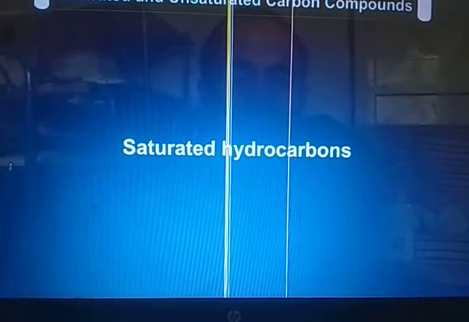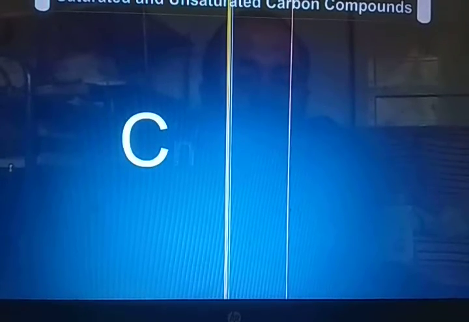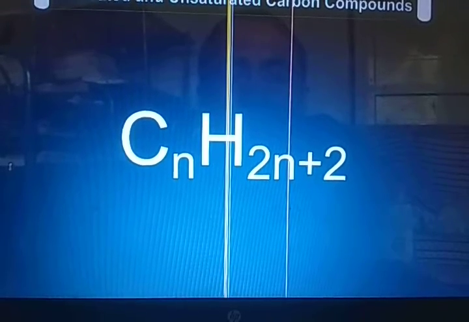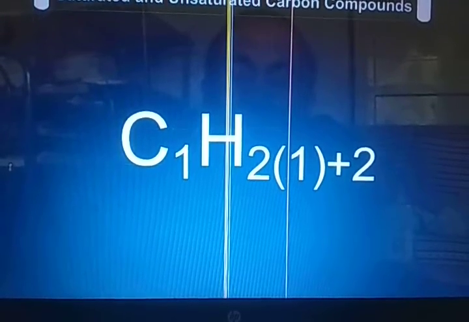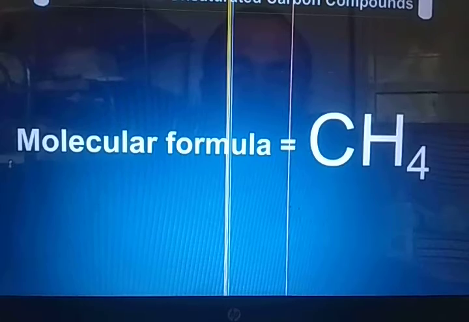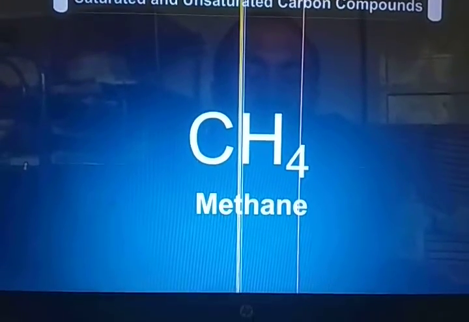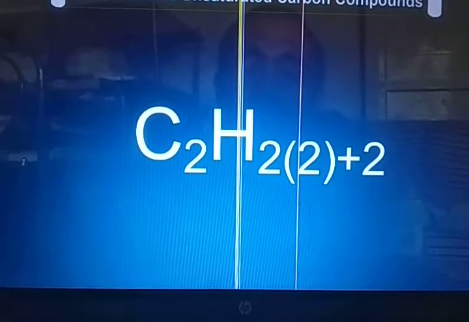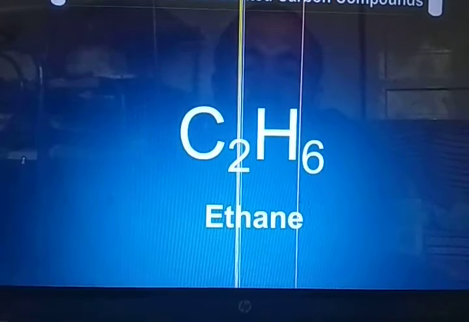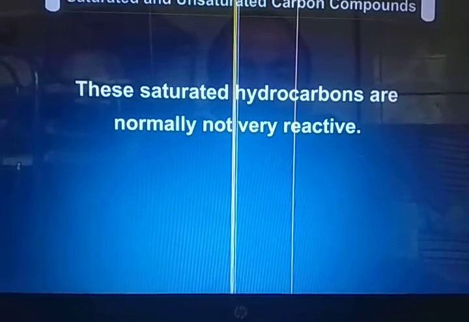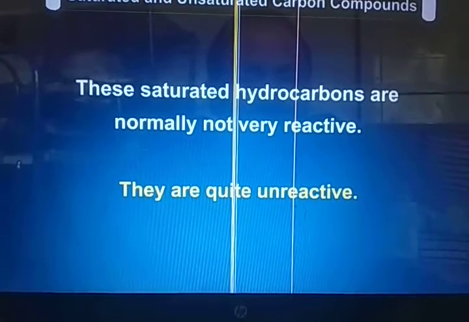We will discuss more about the saturated hydrocarbons with examples. The first one, CnH2n plus 2. We know that's the formula. When n is 1, then H is equal to 2 into 1 plus 2, which is 4. The molecular formula is CH4, methane. When n is 2, C2H2 into 2 plus 2 is 6. These saturated hydrocarbons normally are not reactive. They are quite unreactive.